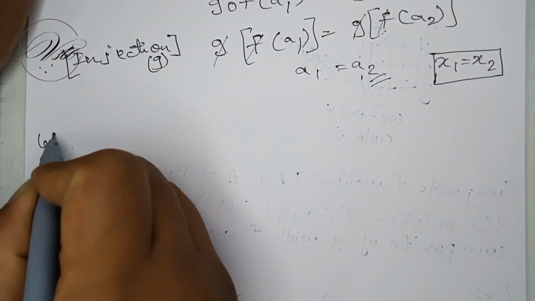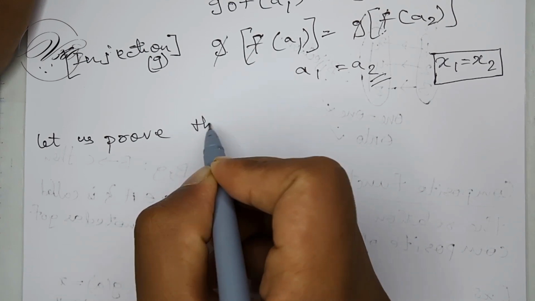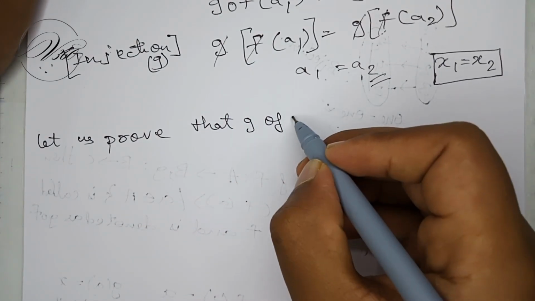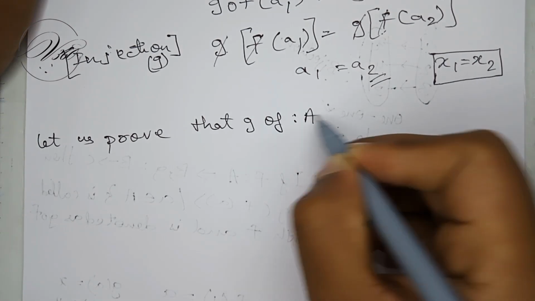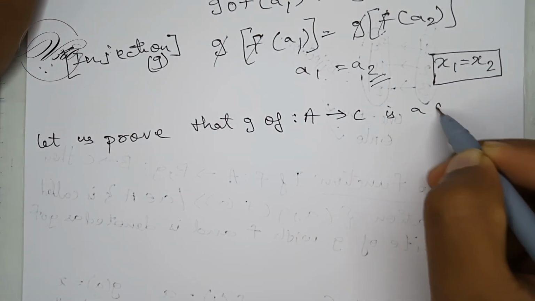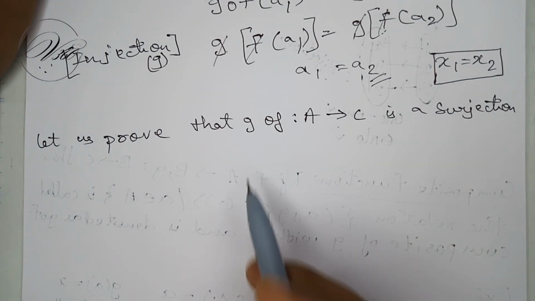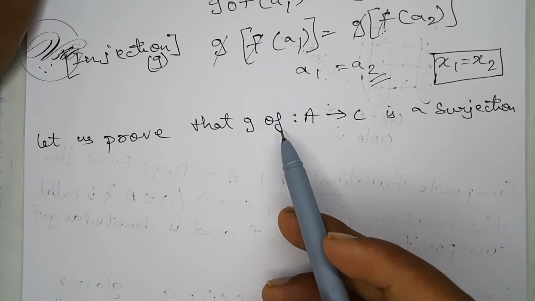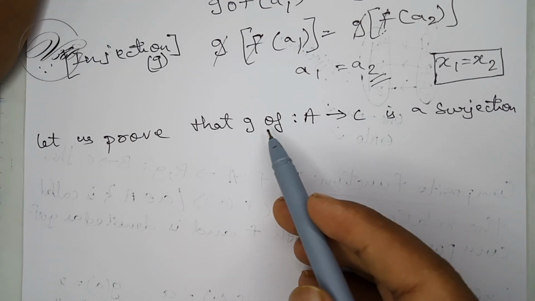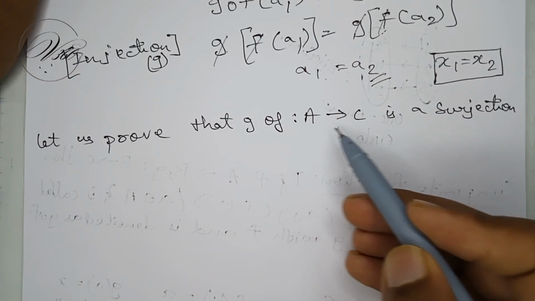So let us prove that G of F maps A to C is a surjection. I have learnt it as G of F, but for you it will be confusing. So you should read it as GOF. Okay. Maps A to C.